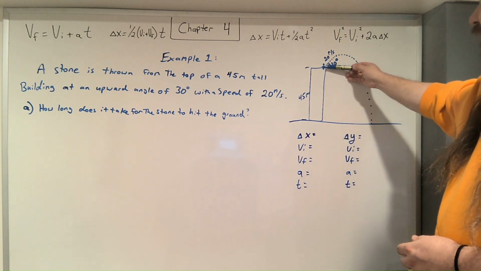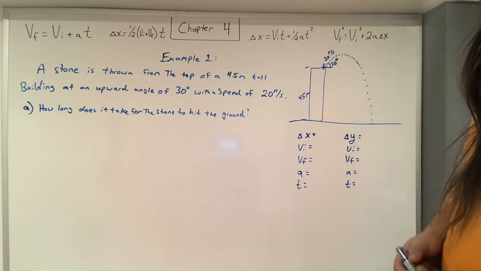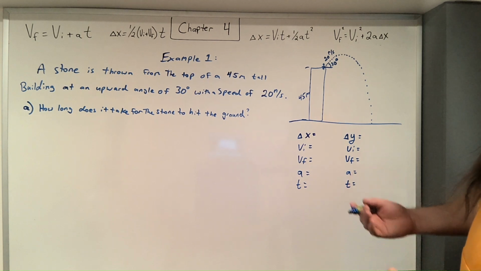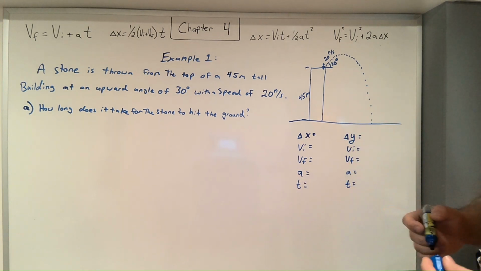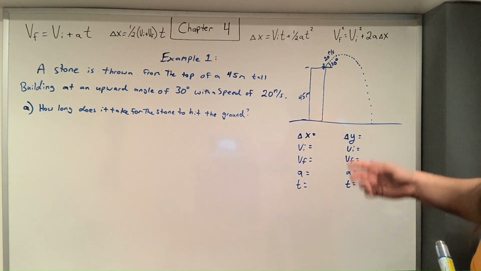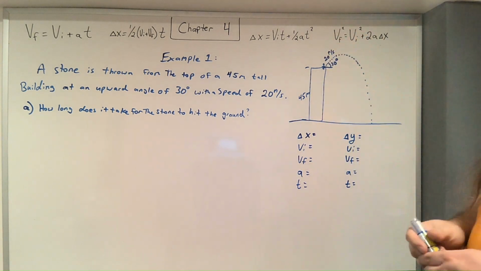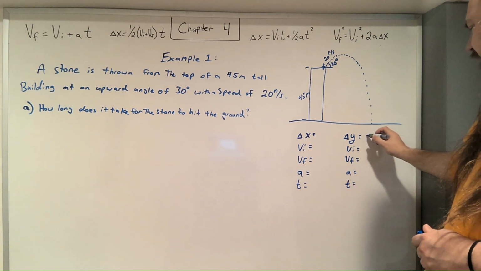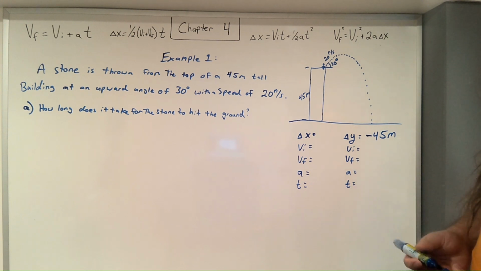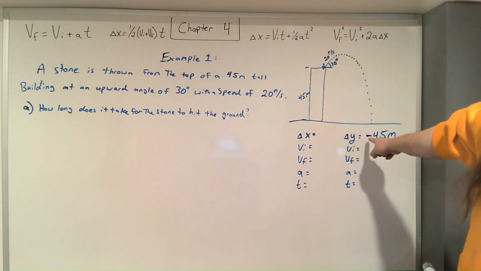So if we start at 45 meters tall and we go all the way down to the base, to the ground, the stone will have traveled 45 meters. But it has traveled in a downward direction, right? So its final location is 0, and its initial position is 45. So I have 0 minus 45, which would give me negative 45 meters for the y. Okay, so I don't know this one, but I do know that one.